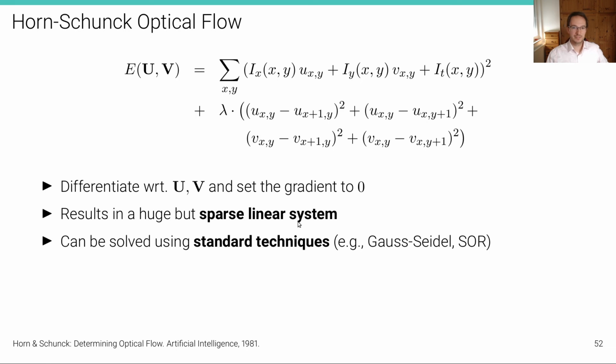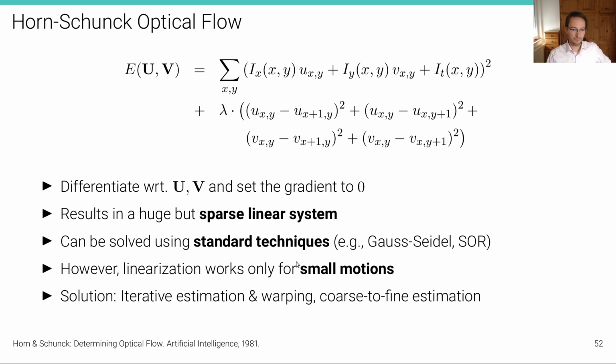So we have a sparse linear system, but now in contrast to the first unit where we had discrete variables, here all the variables u and v are continuous. So we use gradient descent, and we can use iterative techniques like Gauss-Seidel, etc. Now one problem with this approach is that the linearization that we have assumed before only works for really small motion, because otherwise we are making mistakes.